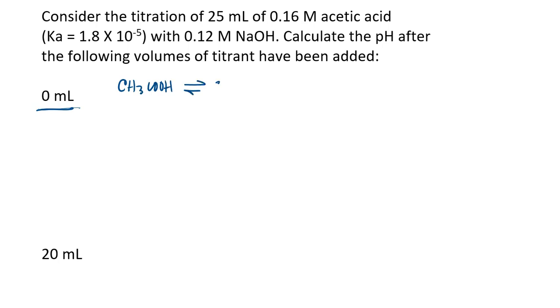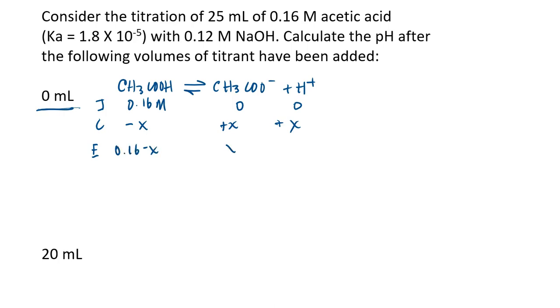And so I would consider the partial dissociation of acetic acid, and I would do the ICE table that we've been working on over the past couple of chapters. The initial concentration would be 0.16 molar. And I wouldn't have any acetate or hydrogen ion initially. I would be losing some of the acetic acid, but gaining some of the acetate and some of the protons. And so my equilibrium concentration expressions would be as follows.